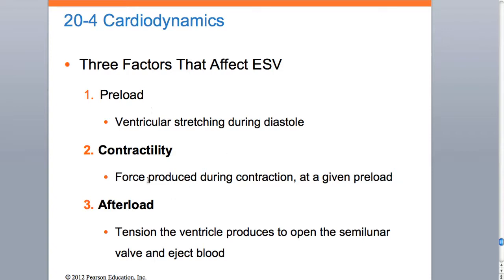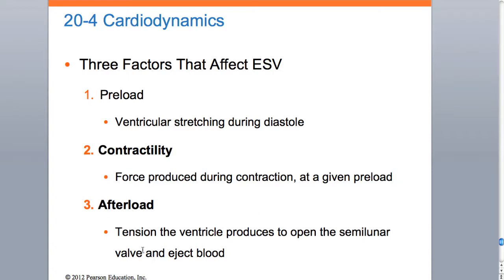Number 2 is contractility. That's based upon the calcium ion channels, so we'll see that in a moment. If you've lost so much of your heart muscle, the myocardium, due to a heart attack, then you may not have enough force to generate because of contractility issues.